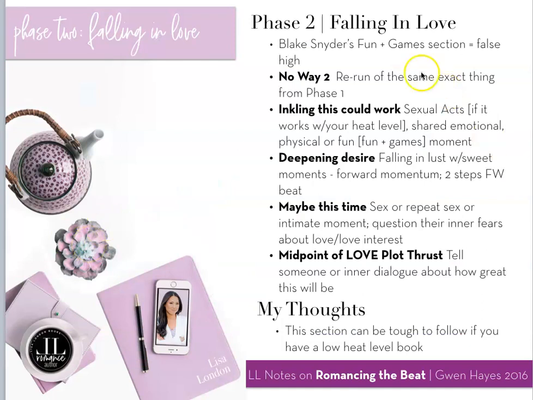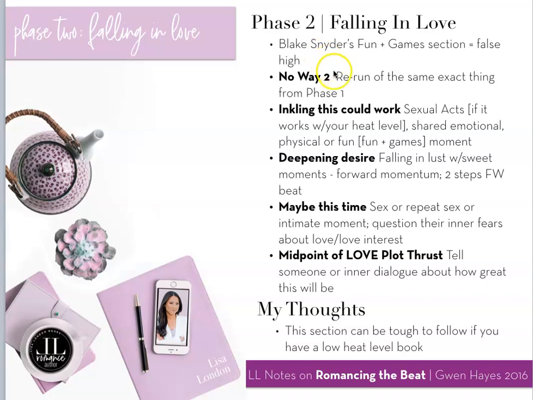So phase 2 is falling in love, and this is the fun and games section from Blake Snyder's Save the Cat book, and this is the false high, right? So sometimes in a rom-com, this is what you call the love montage where they're running around and everything is great. But let's go through how Gwen defines it.